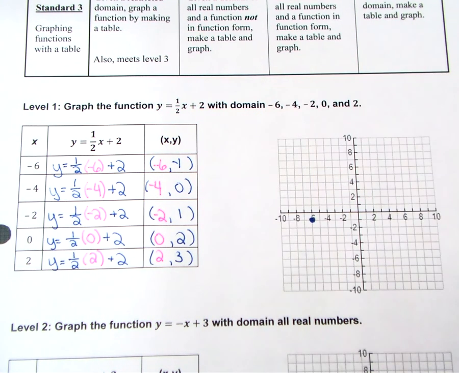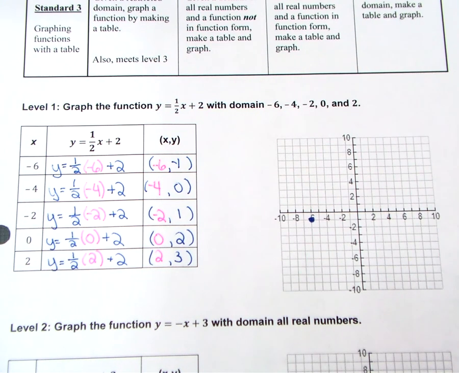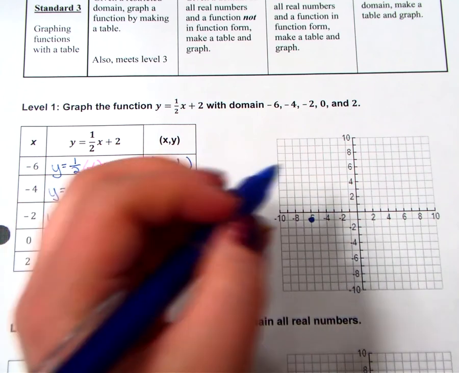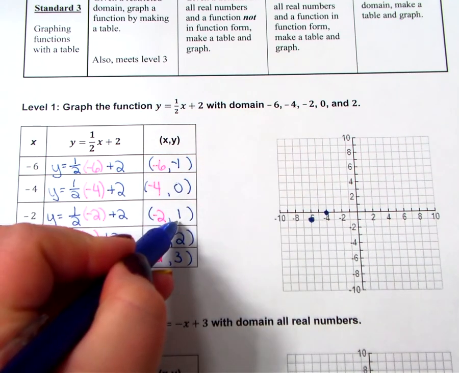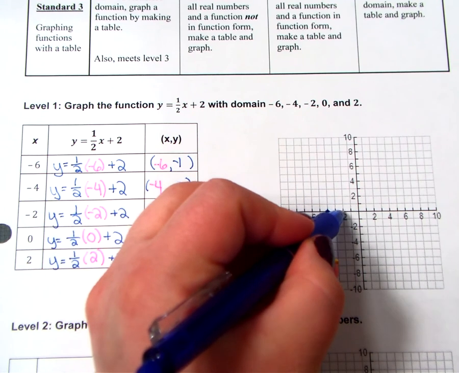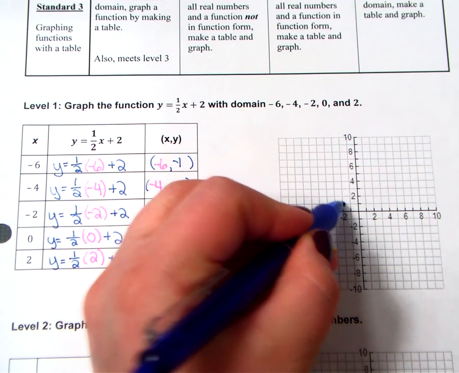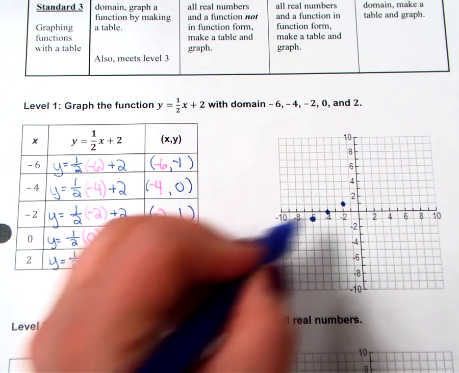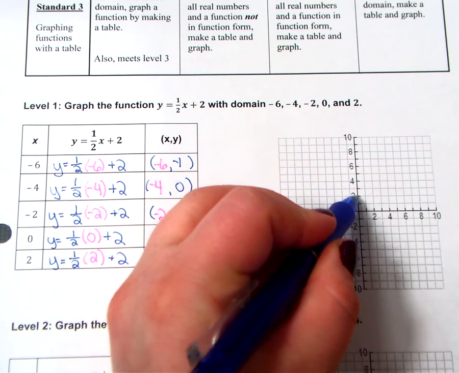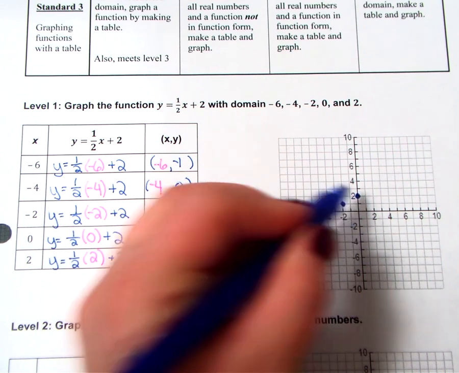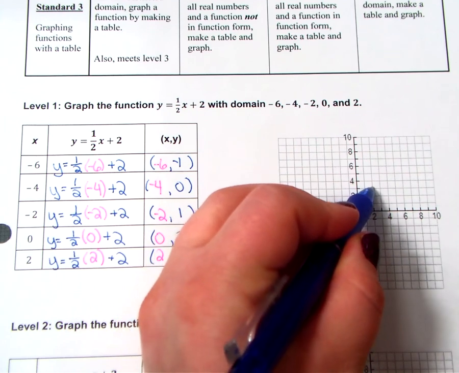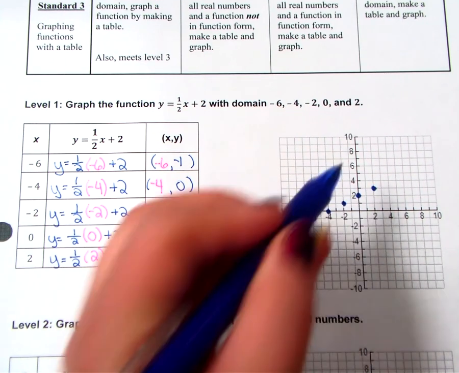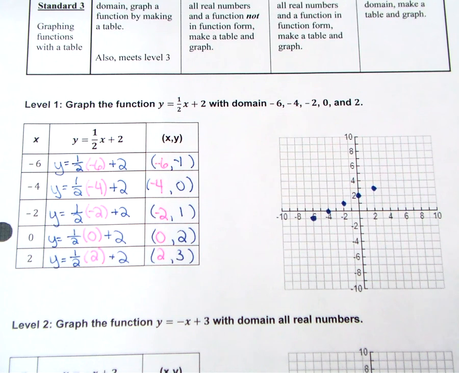Now let's go through and actually plot these points. So I have -4, 0, -2, 1. So left 2, up 1. 0, 2. So I don't need to move left or right at all, but I'm going up 2. And then 2, 3. So I'm going to move right 2 and up 3. And that's all that they're asking us to do. We just want the individual dots. We're not connecting any dots on here.